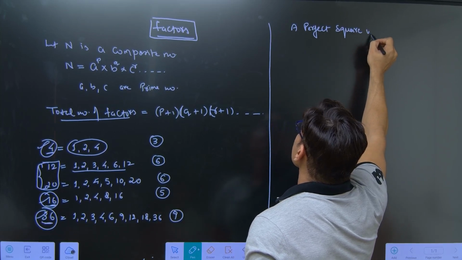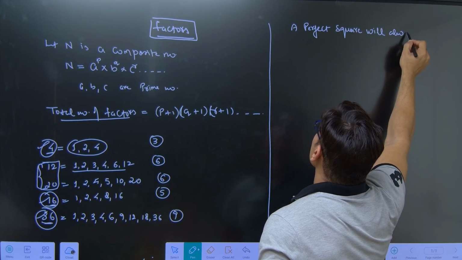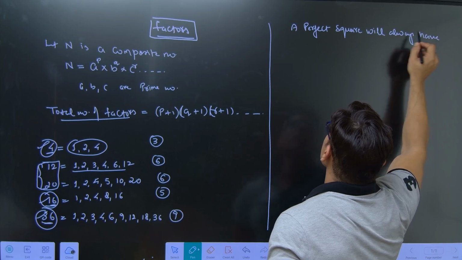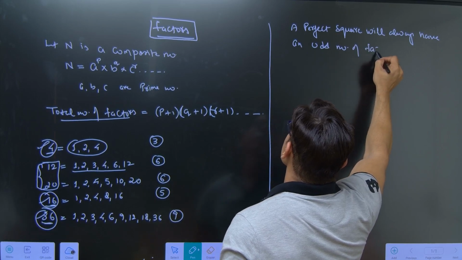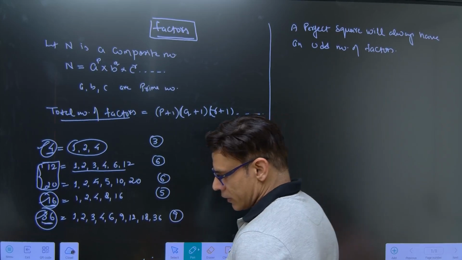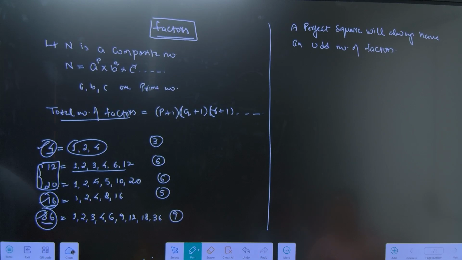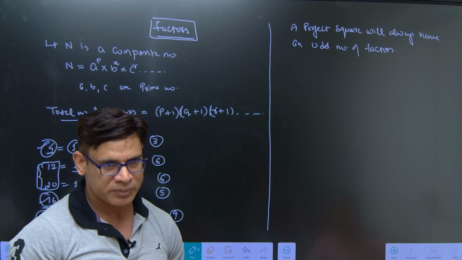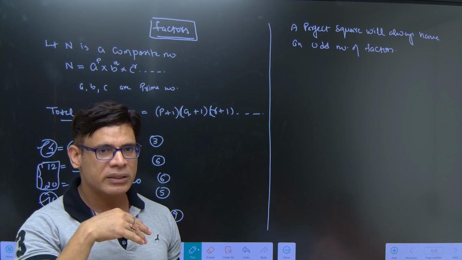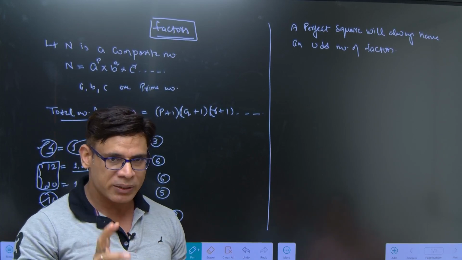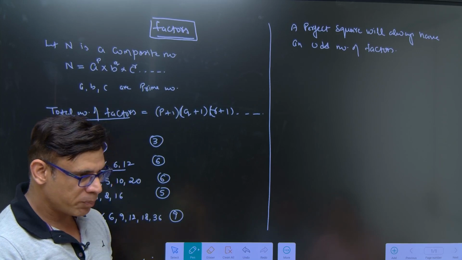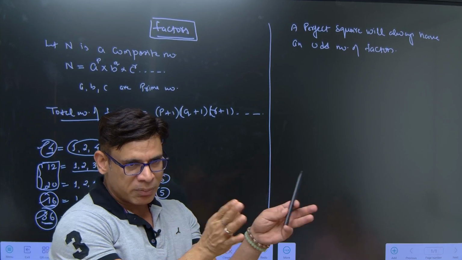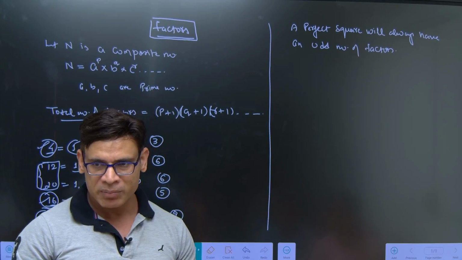So a perfect square will always have an odd number of factors. Question is why a perfect square will have an odd number of factors. How do you identify whether a number is a perfect square or not? In prime factorization, what are the things we look at to check whether a number is a perfect square or not? If I give you a number in the prime factorization form, how will you come to know whether the number is a perfect square or not?